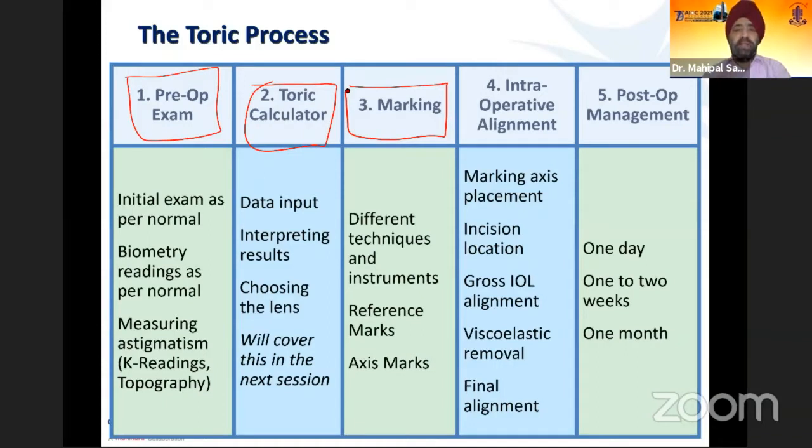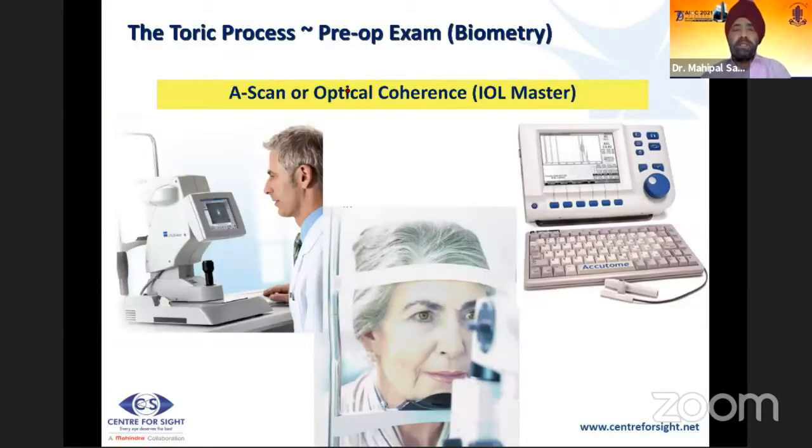The final alignment should be after the viscoelastic has been taken out, with a nudge, maybe slightly clockwise, for the final alignment. And then one day, 1 week, 1 month or 2 months later, you have to do the post-op alignment check.